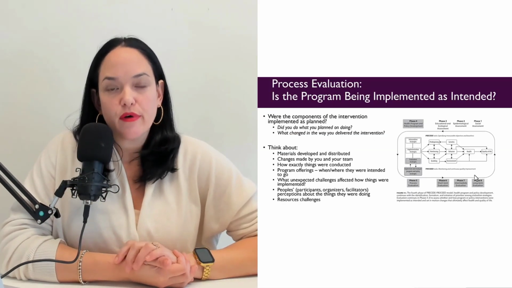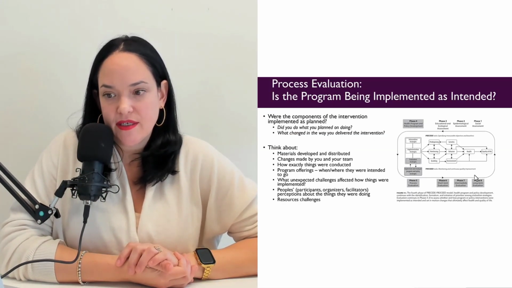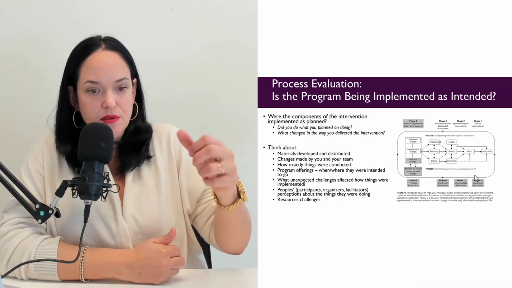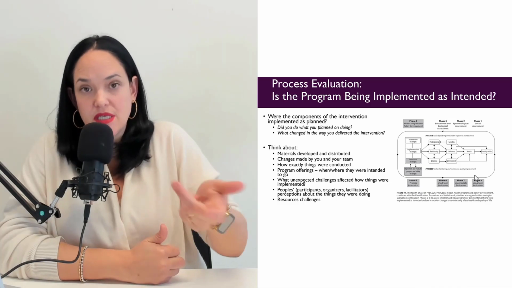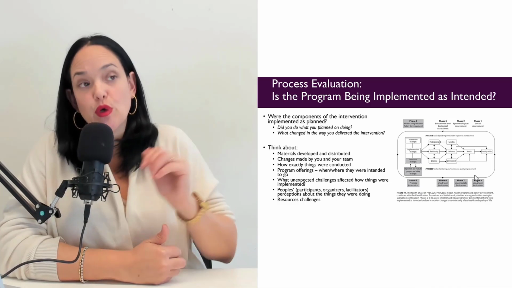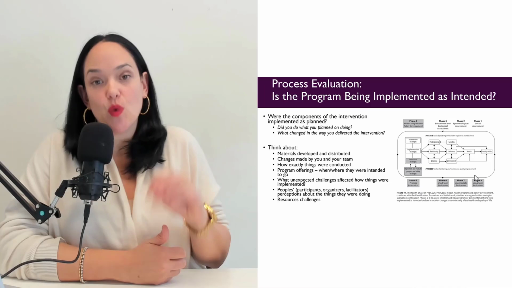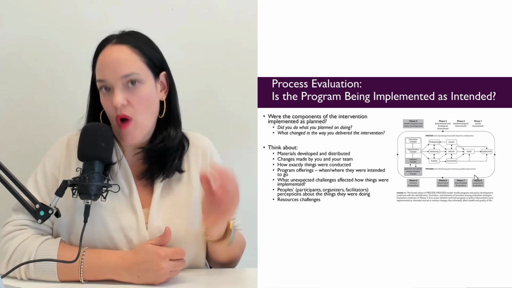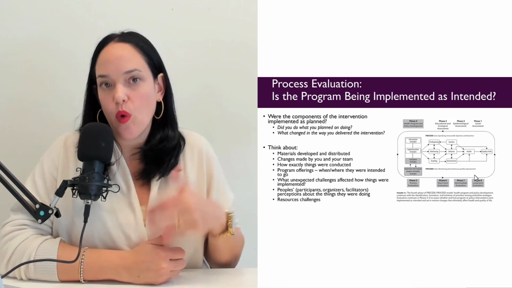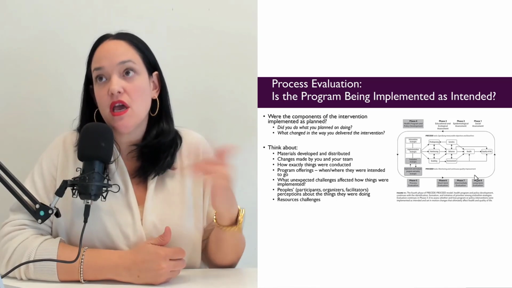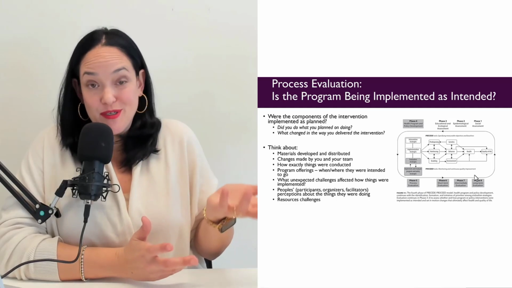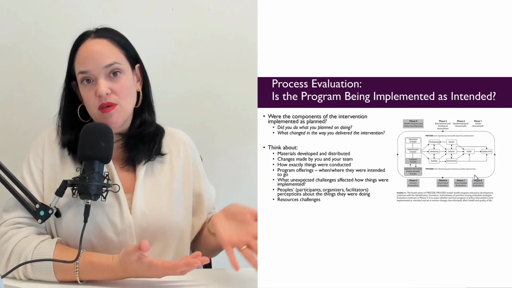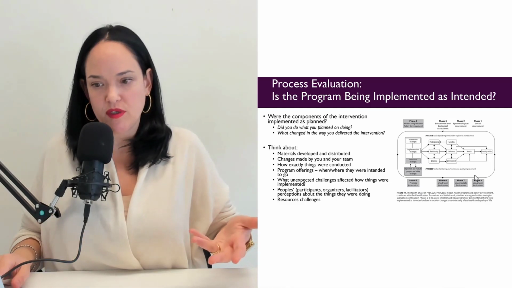So is the program being implemented as intended? So you decided to do A, B, C, D, and E. Did you do A, B, C, D, and E? And if you didn't, or you didn't do A, B, C, D, and E the way you intended to do them, why? What came up? What were barriers to implementation, and what were maybe unexpected opportunities or successes with implementation that we can learn from as well.